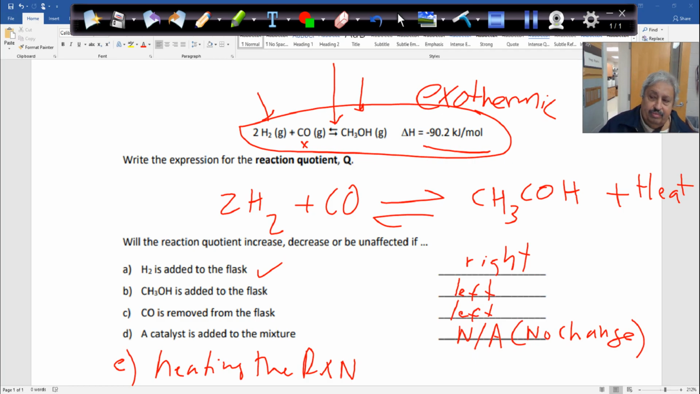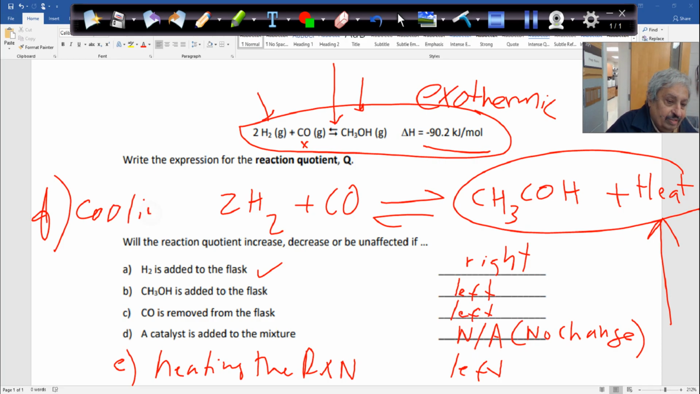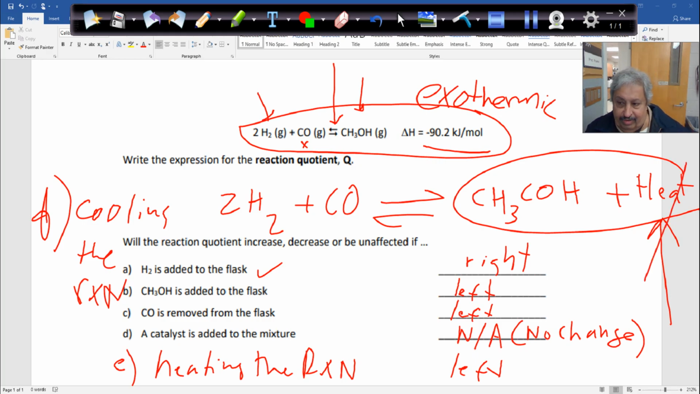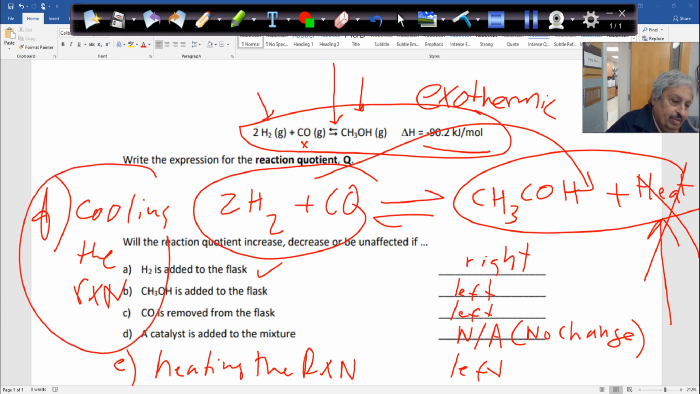So heating the reaction, where will be the shift? Left or right? I'm heating, I'm adding more heat. The heat will add itself to here, correct? So this arm will be more stressed to the left. Then if I have cooling the reaction, what will happen? I have to cool means I'm removing the heat from here. So this is missing something. So this has to react to give back something for the heat. So will be the shift which way? Will be to the right.